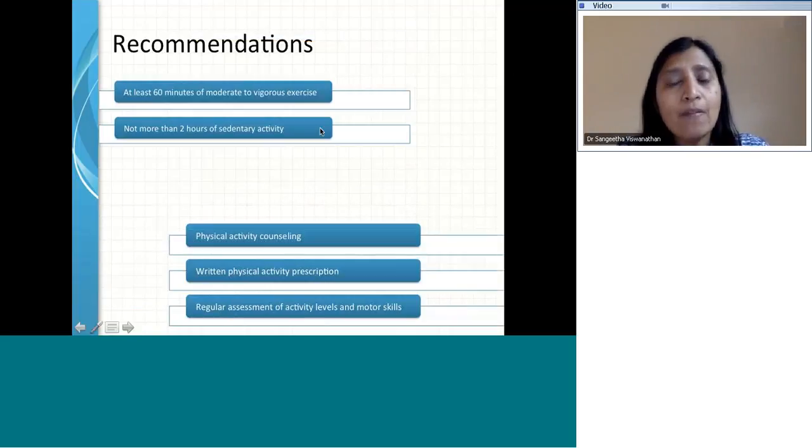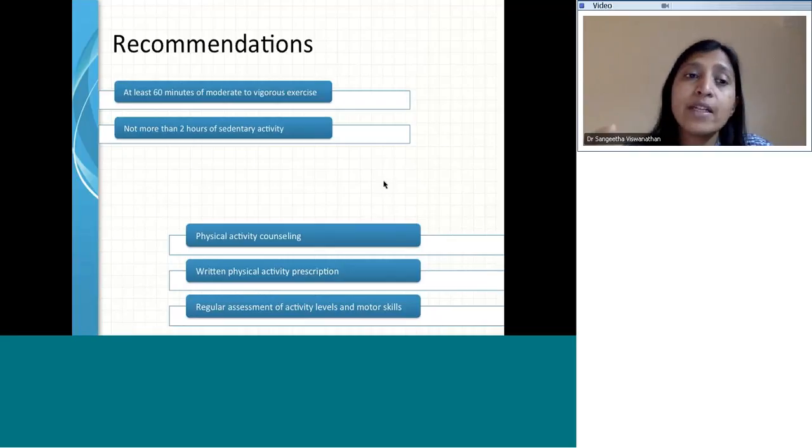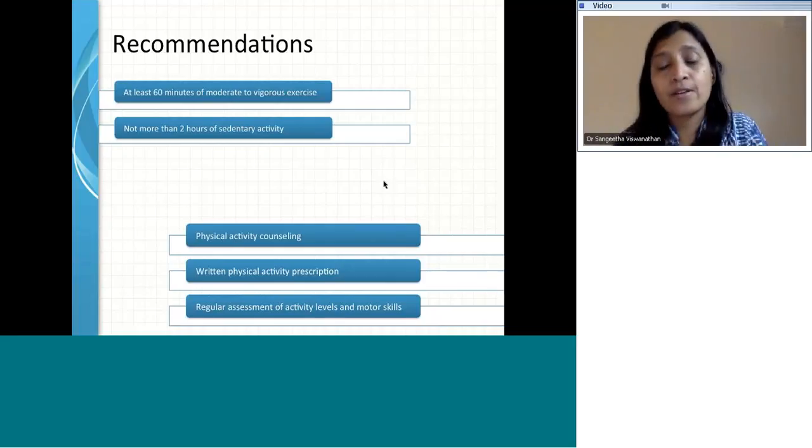So we have already mentioned this, that the recommendations for a normal individual are at least 60 minutes of moderate to vigorous exercise and not more than 2 hours of sedentary activities. So the paper goes on further to help us with executing the recommendations. So the recommendations are that we give physical activity counseling. So targeted counseling, we talk about physical activity. What do you do? What are the activities that you undertake? What are you interested in? And if they're doing too little, to give them advice about what they can do.